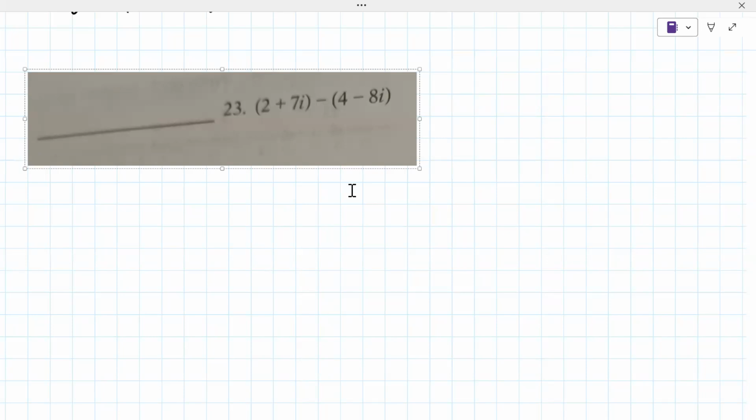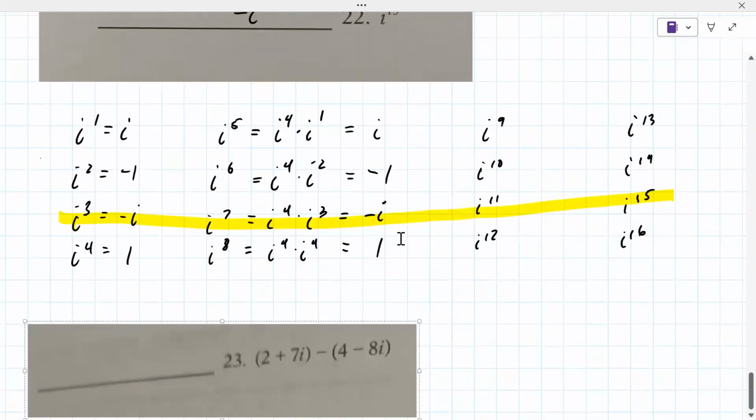So let me know when you're ready to move on to 23. Sorry, I don't know if you needed more time to get that down, but you ought to at least have the first column down in your notes.